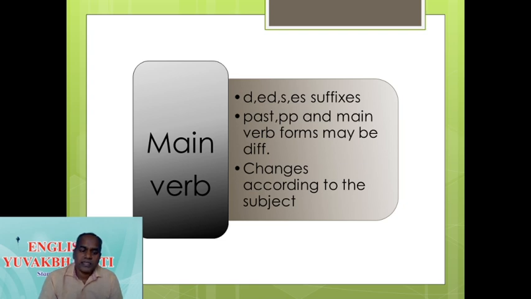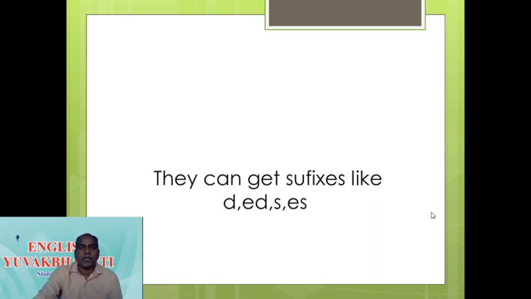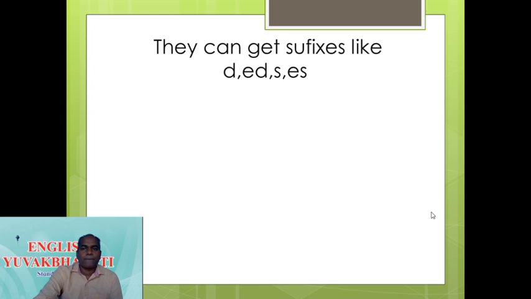In the next sentence, instead of he, let us take they go. It is proper; we cannot say they goes. So here the main verb changes according to the subject which is used in the sentence. Here, all the information has been given in detail.